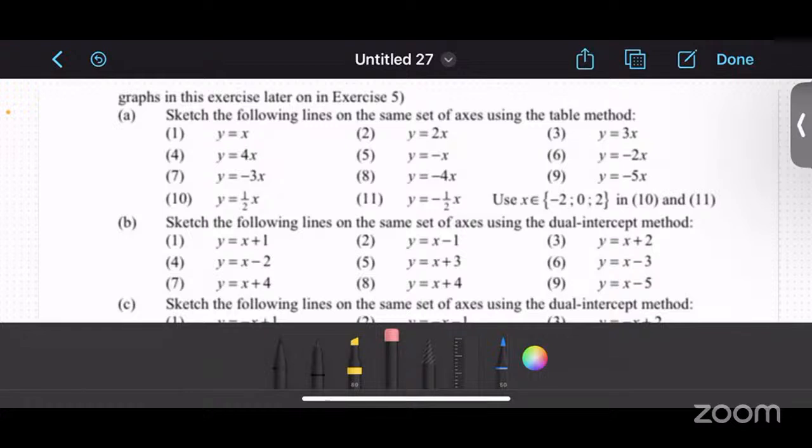Yes. So the first thing that you need to do, guys, is to make sure that you understand the question. If you understand the question, it will be easier for you to answer the question, all right? And it will save a lot of things, like it will not cost you marks. And let's look at this one. But before we look at it, do you guys remember what I said is the difference between the table method and the dual intercept method when we are sketching a graph?